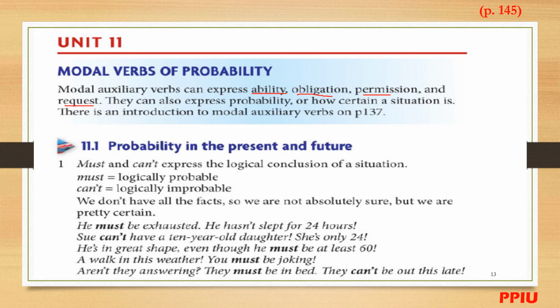And sometimes you can say one modal verb can be used to express more than one meaning, right? They can also express the other part about probability, or how certain a situation is. There is an introduction to modal auxiliary verbs on page 137. So you have already learned about this one, right? It's not new in here.